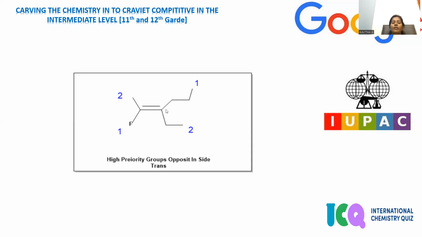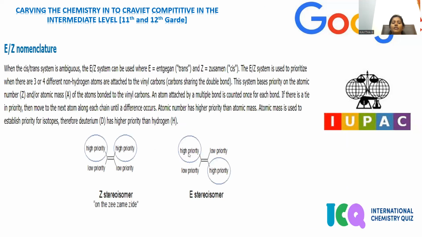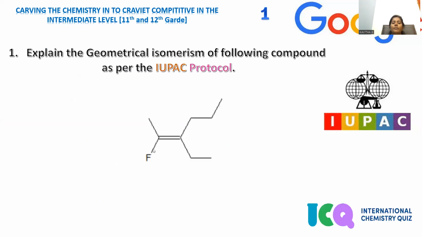That's the reason why the two higher priority groups are inclined in the opposite direction. If both are in opposite directions, we can say trans. Trans is called what? Trans is called entgegen, the E isomer. So whatever compound is provided is the E isomer. This is according to geometrical isomerism as provided by IUPAC nomenclature. For question number 1, the compound is the E isomer, the trans isomer. Both higher priority groups are in the opposite direction, right?